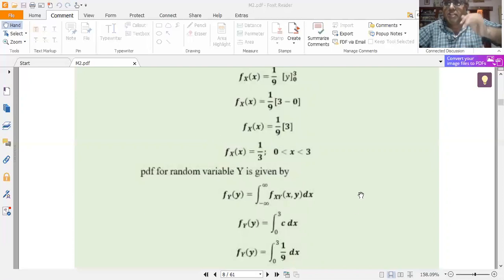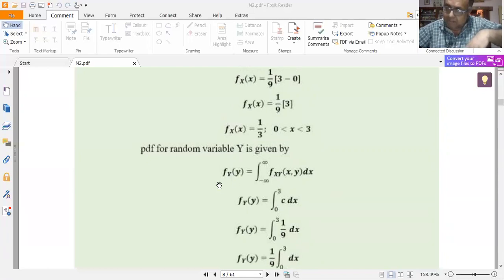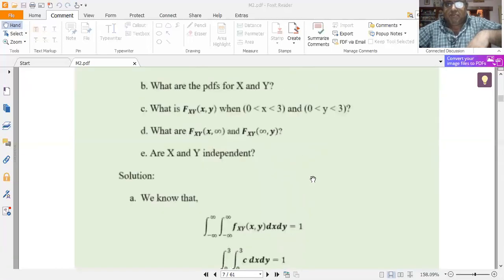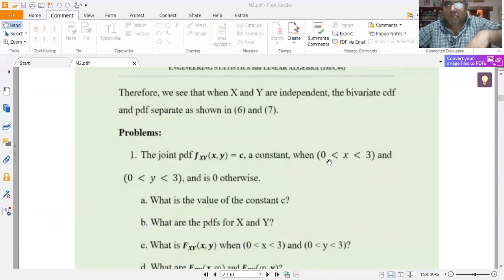Now I shall find the marginal PDF of y. So fY of y is given by integral minus infinity to plus infinity of fXY of x comma y dx. Please note, I am evaluating the marginal PDF from the joint PDF, so that's why I should write small f only. Now again, x ranges from 0 to 3. Why? Because for x lying between 0 and 3, fXY of x comma y is equal to a non-zero value equal to 1 by 9.